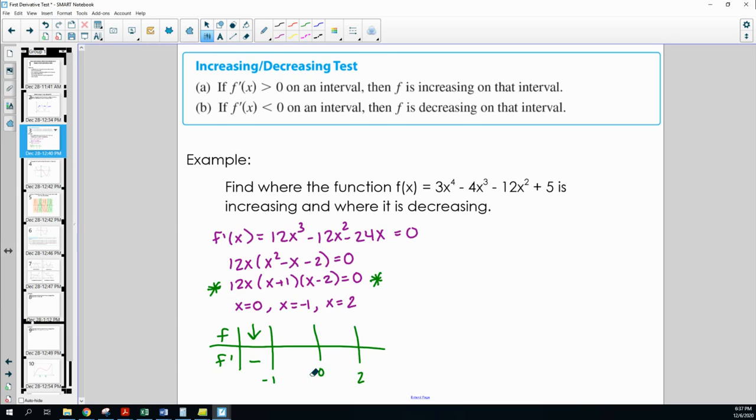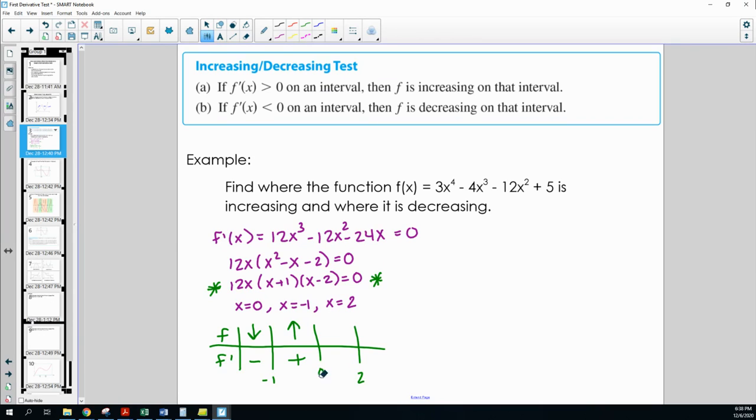Okay, so then between negative 1 and 0, I'm going to pick like negative a half, right? So negative a half is going to give me a negative number here. Negative a half is going to give me a positive number here. Negative a half is going to give me a negative number. So I have a negative, positive, and negative. When I multiply them all together, that's going to give me a positive. Okay, so then if my derivative is positive, that means that my original graph is increasing.